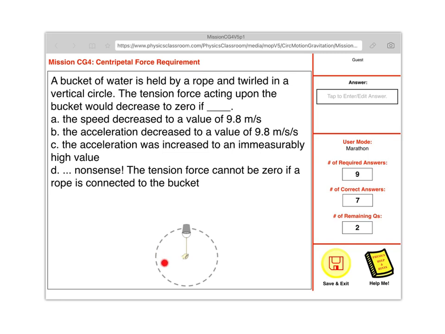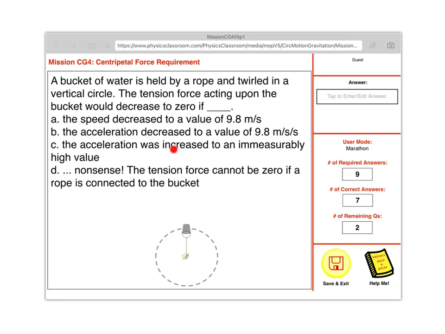So think about this one. If you move too slow, the bucket's going to fall. If you move fast, there'll be tension in the rope, and the faster you move, the more tension in the rope, because you'll need more pulling down force to keep the thing moving in a circle. But if you slow down just to the point where you just make the circle without it falling, in that case, the tension force can be zero.